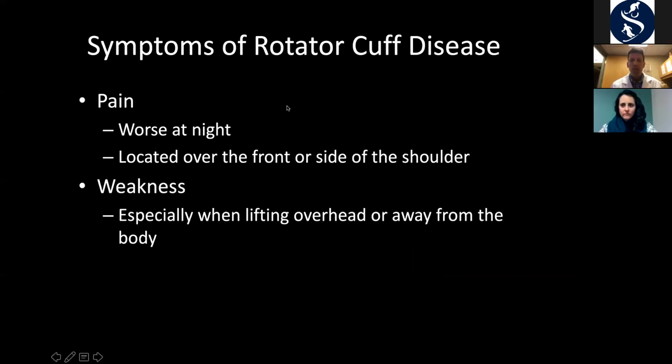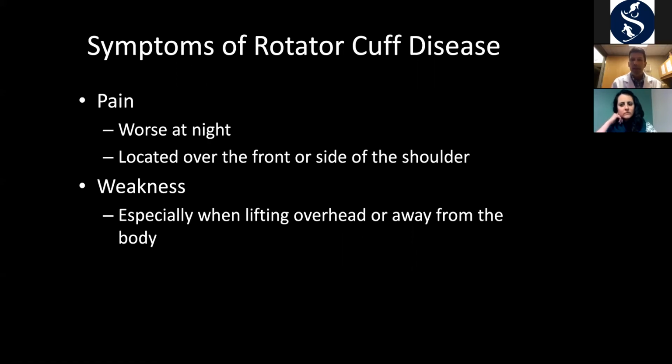So what are the symptoms? What are patients going to complain of when they may have a rotator cuff tear or a rotator cuff that's inflamed? Number one is pain. People will just say, my shoulder hurts. And usually people will comment on the fact that their pain is worse at night. It wakes them from sleep. That's very common with rotator cuff pathology.